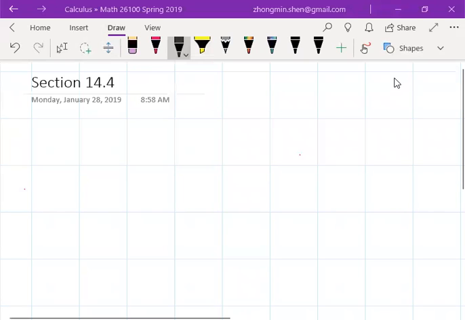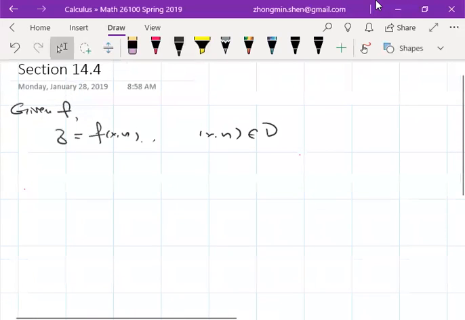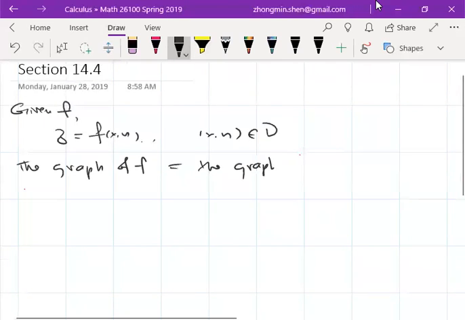Given a function f, you get an equation with two variables, and this x and y are in its domain D. When you draw the graph of the function, it is going to be a surface. The graph of the function f is the graph of the equation. This is the equation that tells you the relationship among the three variables. So if we draw the graph, it looks like that.